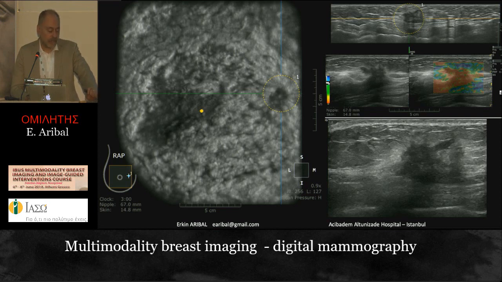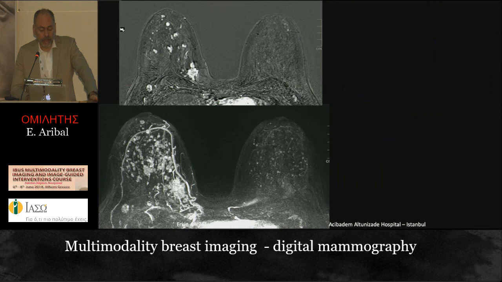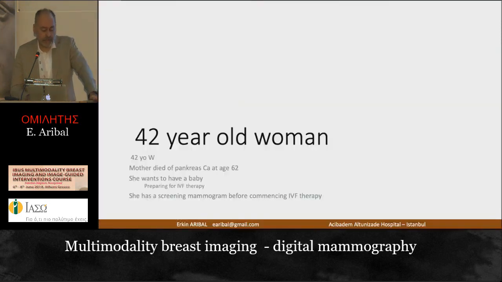But in this case, I don't have the good images here. With the ABUS images, we have seen 3 more foci, and we preferred to do the MRI here, and she had a lot of foci. It was a multicentric cancer.